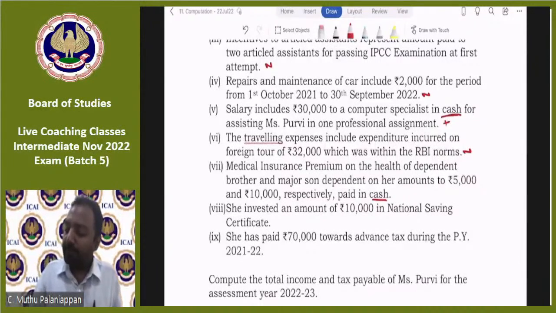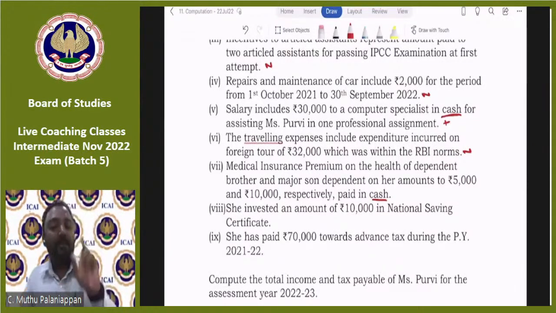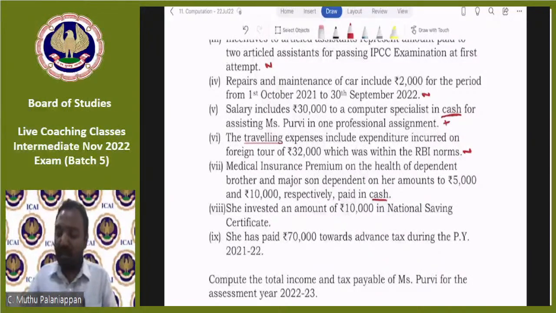And moreover, health of dependent brother. Brother is not family. Medical insurance is allowed only for family and parents. Family is basically self, spouse, and children, no one else. So this brother is not allowed. And for son also, it doesn't matter whether they are dependent or not dependent. But since it is paid in cash, it is not allowed. So again, here it is only a note. I need not do anything else.